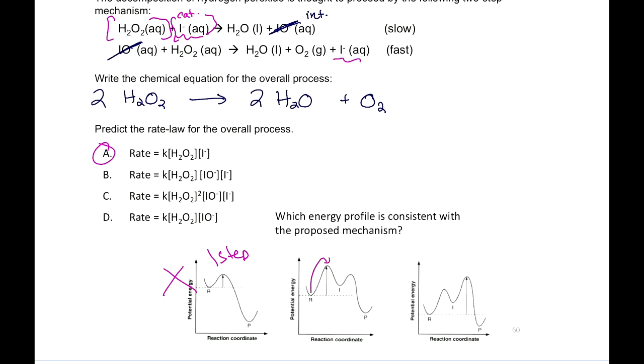In the second one, the slow step is the first step, because once you get that intermediate, it's just a small little hill that you get over. But in the third picture, the activation energy for the second step is larger, so the second step is the slow step. So I think that second one is the correct energy profile diagram for this mechanism. Okay, great.